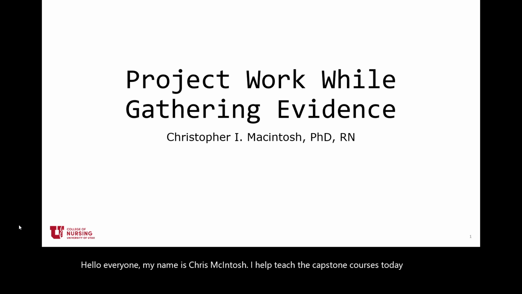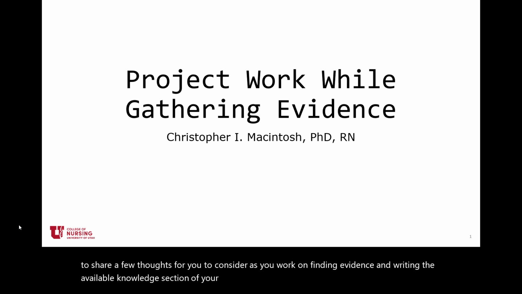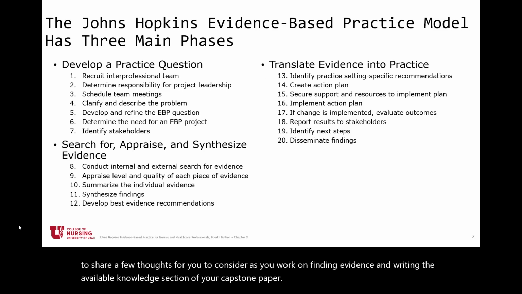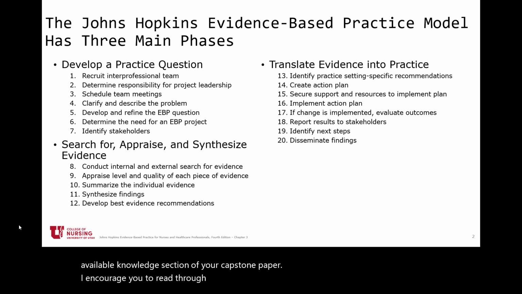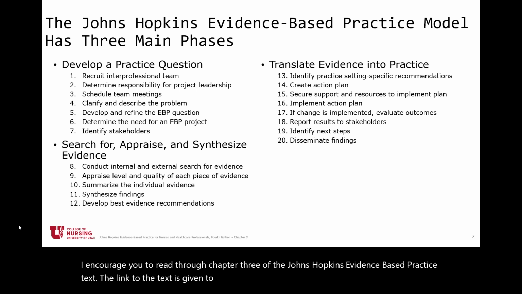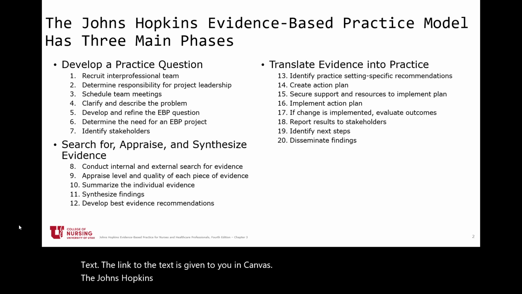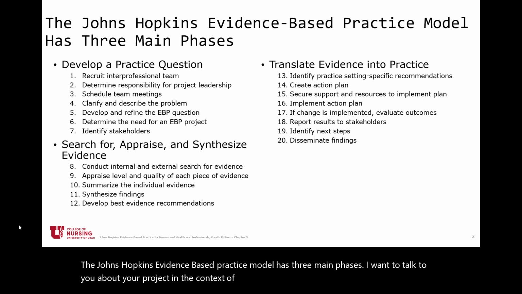Today I want to share a few thoughts for you to consider as you work on finding evidence and writing the available knowledge section of your capstone paper. I encourage you to read through Chapter 3 of the Johns Hopkins Evidence-Based Practice text. The link to the text has been given to you in Canvas. The Johns Hopkins Evidence-Based Practice model has three main phases. I want to talk to you about your project in the context of this model.